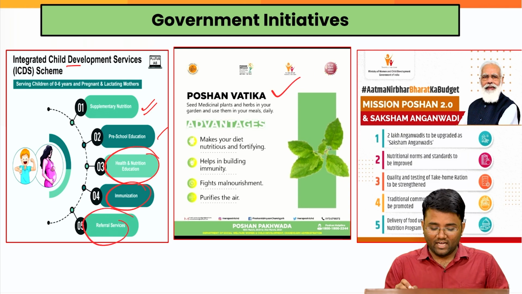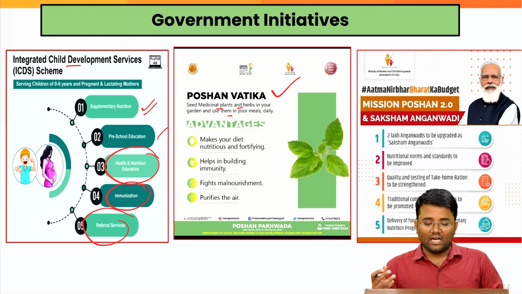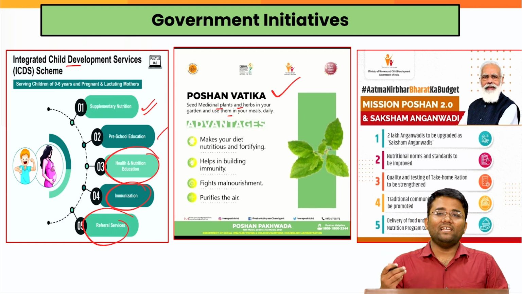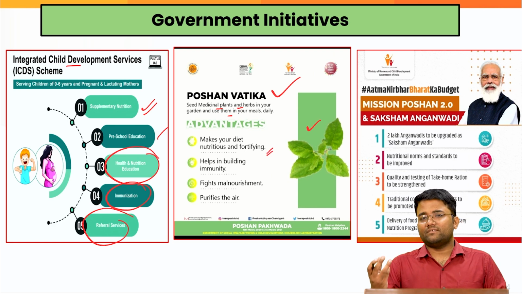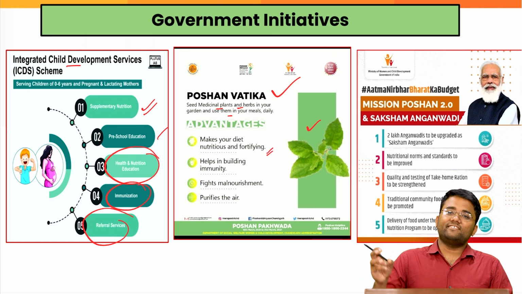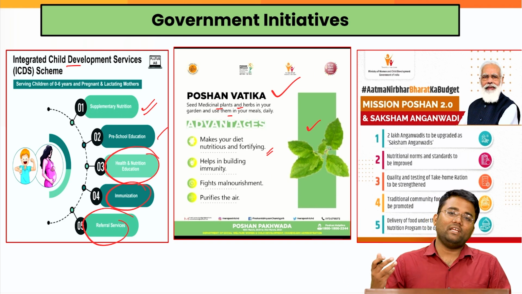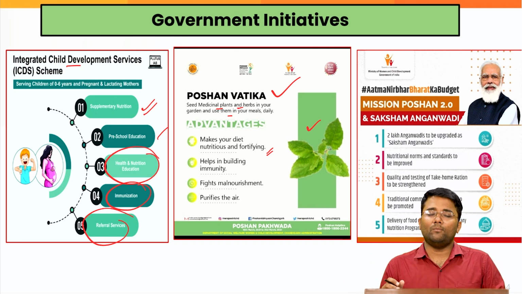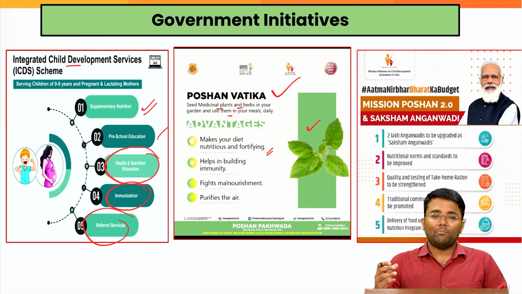Also, the Poshan Vatika is being promoted, where people grow the seeds of medicinal plants and herbs in their gardens and use them in their meals daily. For example, basil or tulsi leaves, neem leaves, etc. Plant these trees, and if possible, try to use them in your daily diet, because that can help in addressing inflammation in your body and help you in creating a proper healthy lifestyle.